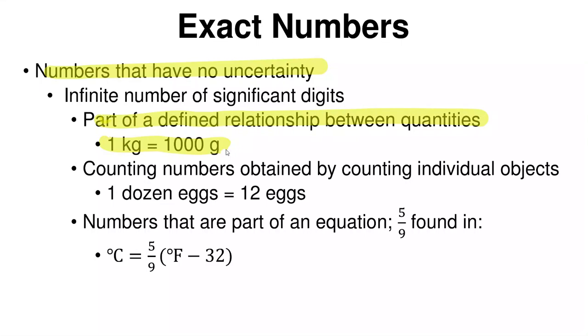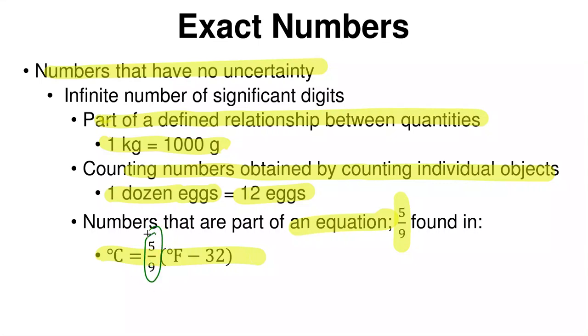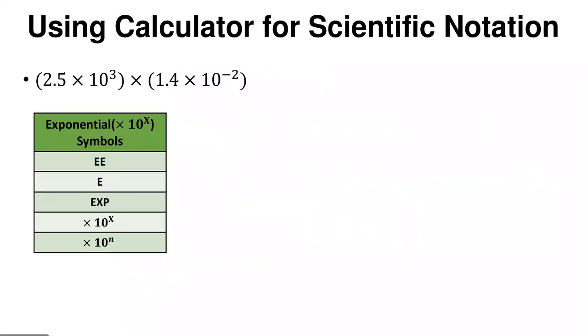It can also be counting numbers obtained by counting individual objects. Example, 1 dozen eggs is equal to 12 eggs. We can't have 12.01 eggs or 12.2 eggs. It can also be part of an equation, some constants, like this 5/9 that is found in this formula used to convert Fahrenheit to Celsius. So the 5/9 here represents an exact number, so it does not have any level of uncertainty. So these are what we call exact numbers. It's important for you to know those as well.